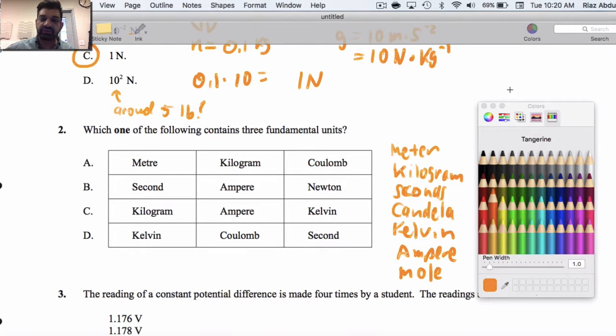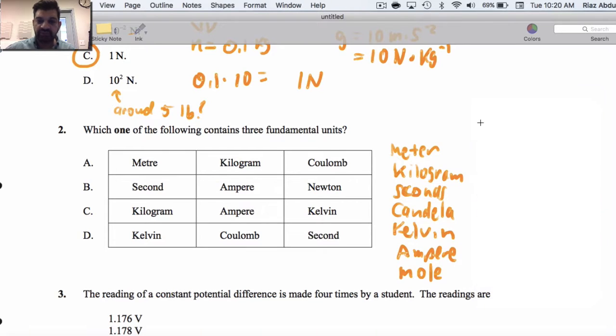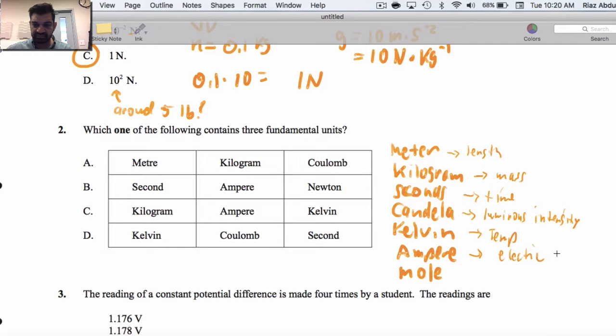And let's be clear on what these measure. Meters measure length, kilograms measure mass, seconds measure time, candela measures luminous intensity, Kelvin measures temperature, ampere measures electric current, and moles measure number of molecules.